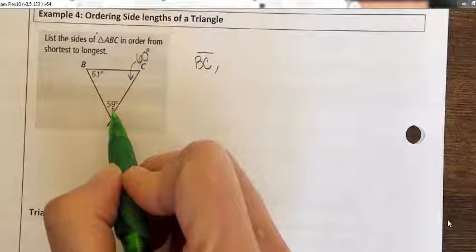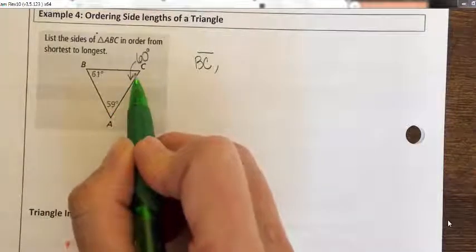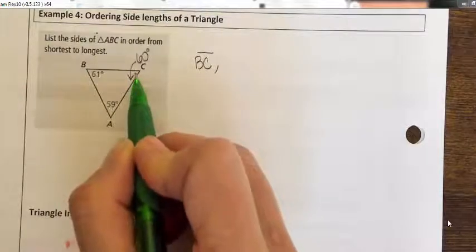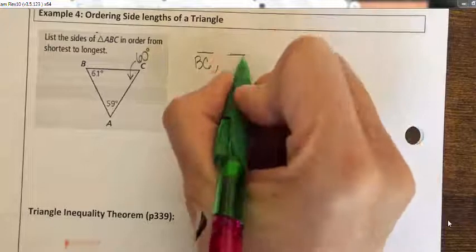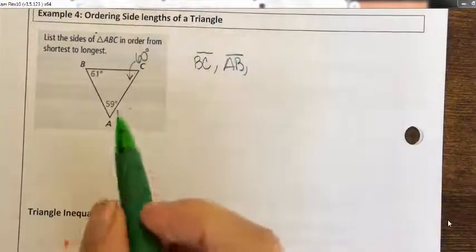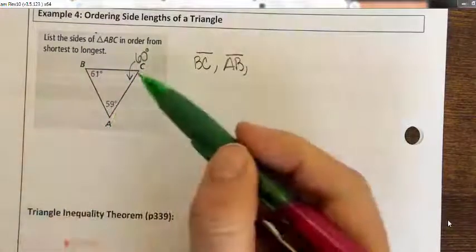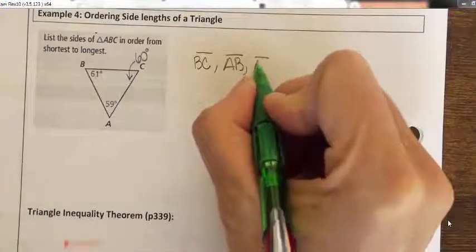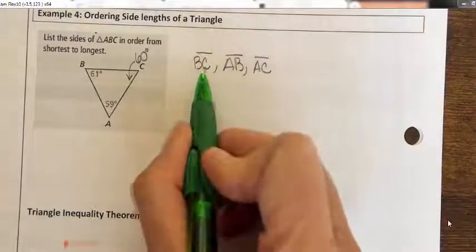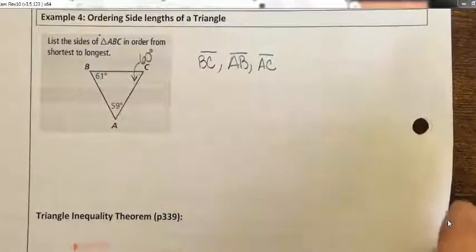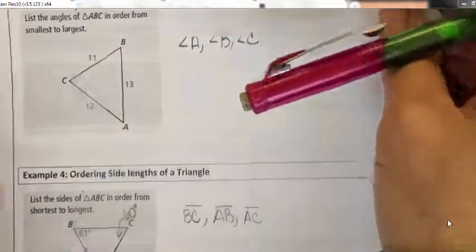Okay, the next one is going to be, well, 60 degrees is like the middle angle, right? Mid-size angle. And so it's opposite segment AB. And the largest angle is opposite the largest side. So the largest side has to be segment AC. And the order of these does not matter. You could have called this segment CB, segment BA, segment CA. Okay, so hopefully you're finding that pretty easy. It's important that you understand these things, okay?